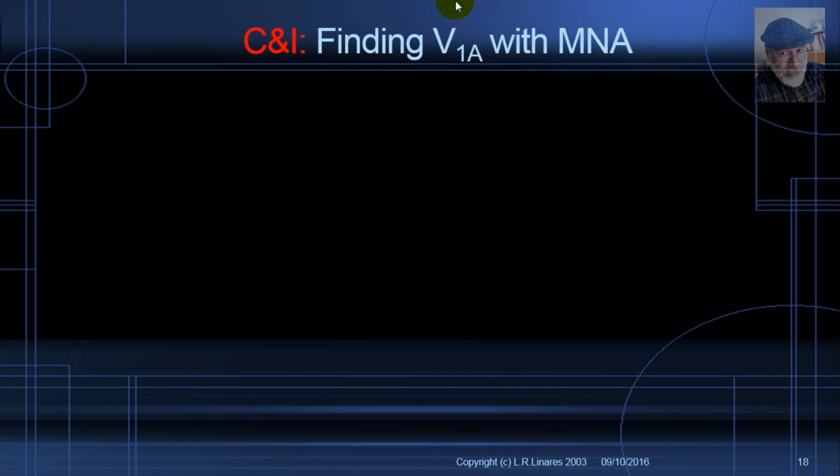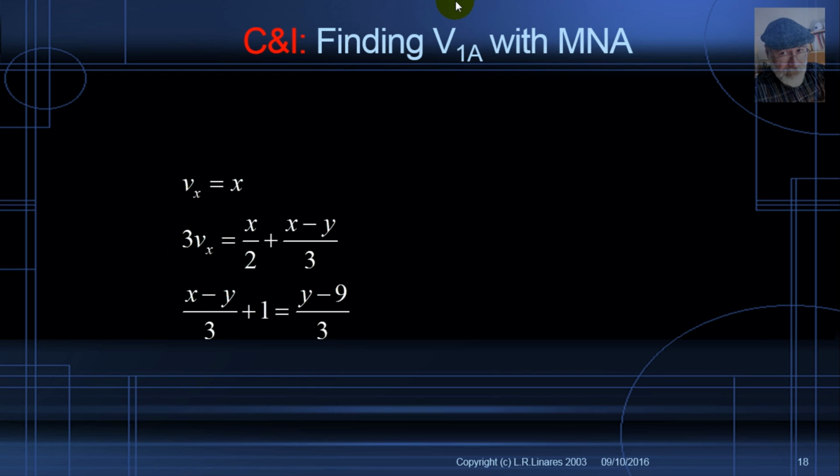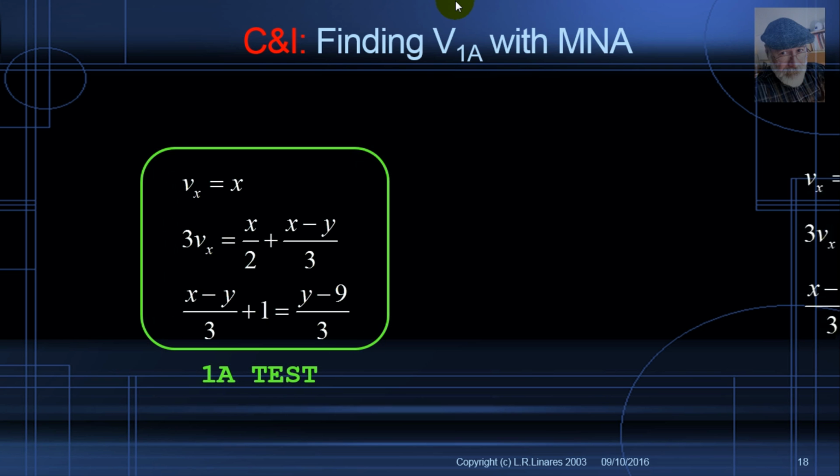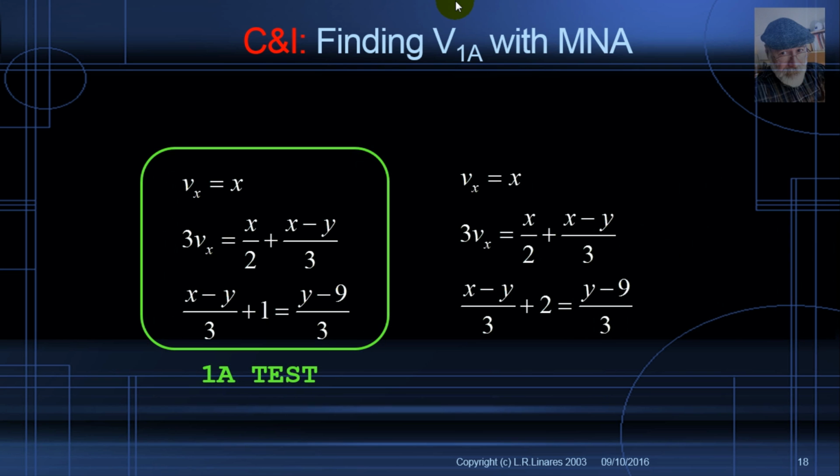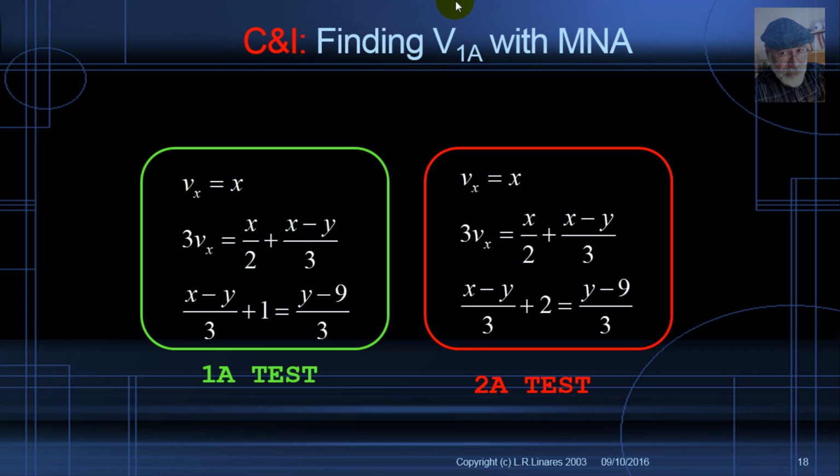Please observe one thing. Let me write side by side the M&A equations for the 1 amp test and the M&A equations for the second test with the second current IB, this one. You notice that they are just the same. The only difference is the value of the current source. So what?